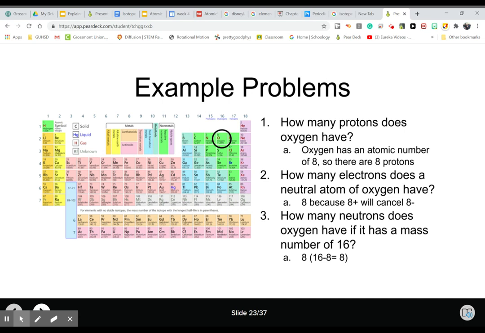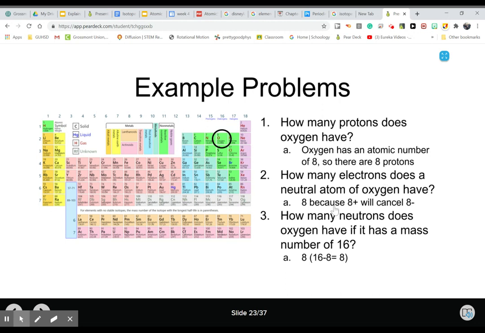So here's a practice problem for you. How many protons does oxygen have? So if I looked at oxygen on my periodic table, you see that there's an 8 right here. So oxygen has 8 protons because of that 8 atomic number. So oxygen has 8 protons. Now, how many electrons does a neutral atom of oxygen have? Well, if it's neutral, I have 8 positive charges, and so therefore I must have 8 negative charges. So I have 8 electrons.